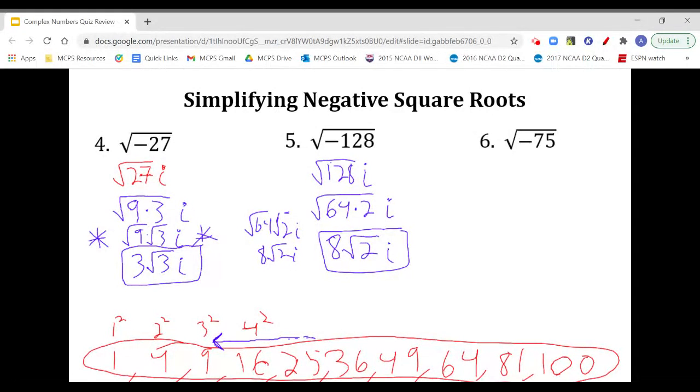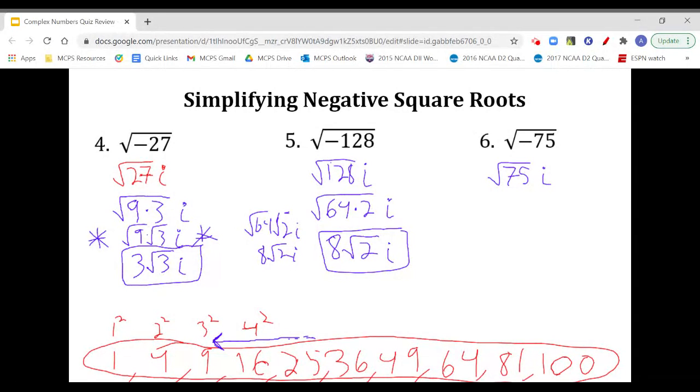Okay. So in order to find the square root of negative 75, again, I need to break it into the real and imaginary parts. The negative root becomes just an i. When it comes to finding the square root of 75, again, not a perfect square, so I'm going to need to find the largest perfect square factor. So I'm looking for numbers smaller than 75. What could I divide 75 by?